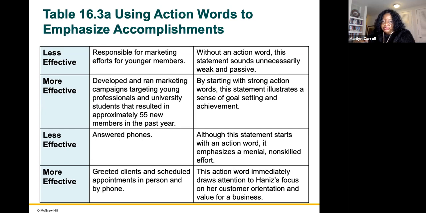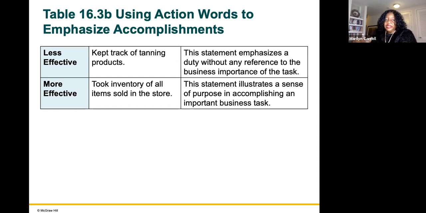So you started strong. You started with an action verb. Answered phones, no. Greeted clients and scheduled appointments in person and by phone. Less effective: kept track of tanning products. More effective: took inventory of all items sold in the store. That says more.